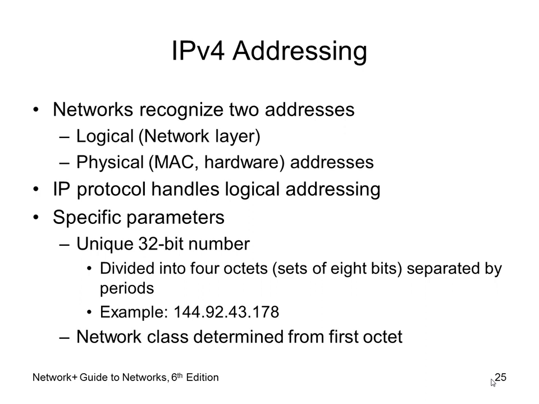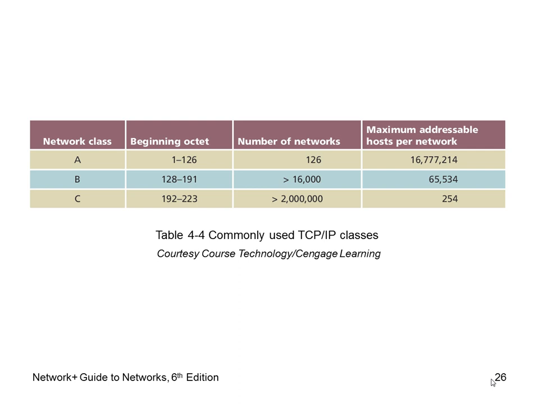But okay, so it's divided into 4 octets. Here's an example. Okay, we have the network class, which is determined by the first octet, though it's not really used anymore. Okay, A, B, and C. A is for very large networks.